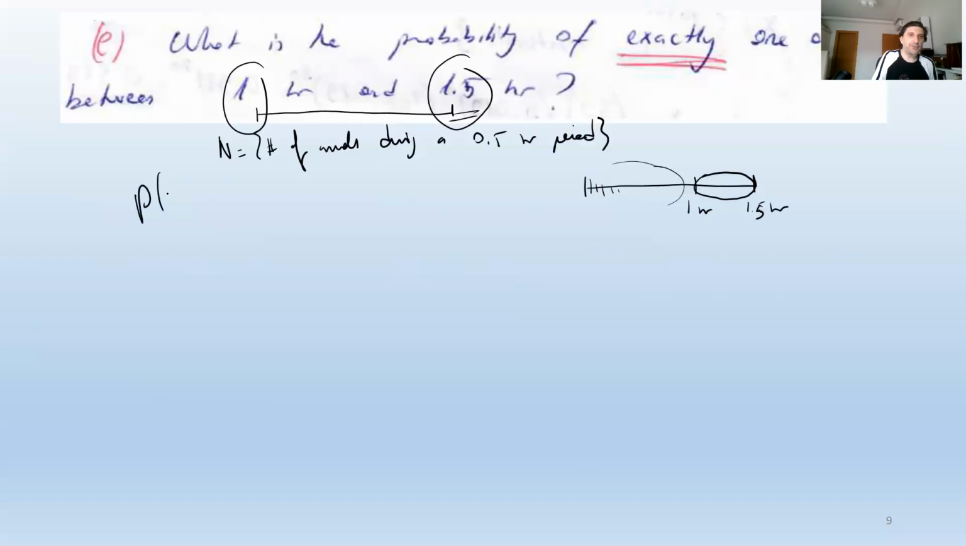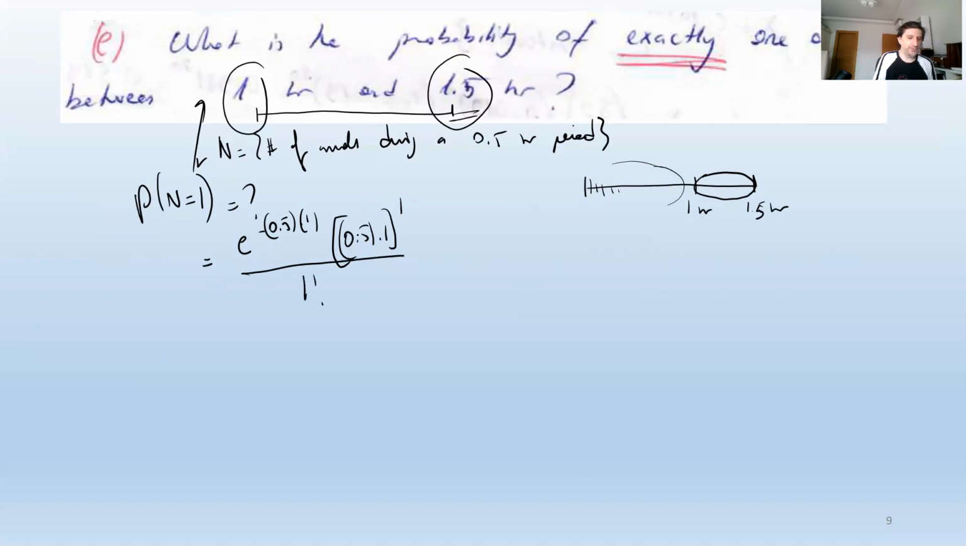So we ask for the probability that n is exactly equal to 1. This is what is asked in the question. In the previous question, it was 1 minus the probability that n is equal to 0, because it meant at least 1. But here it says exactly 1, so we directly use the Poisson distribution formulation. This is going to be 0.5 times 1 to the power 1 over 1 factorial, if I've done it correctly, and the result is going to be 0.3033.